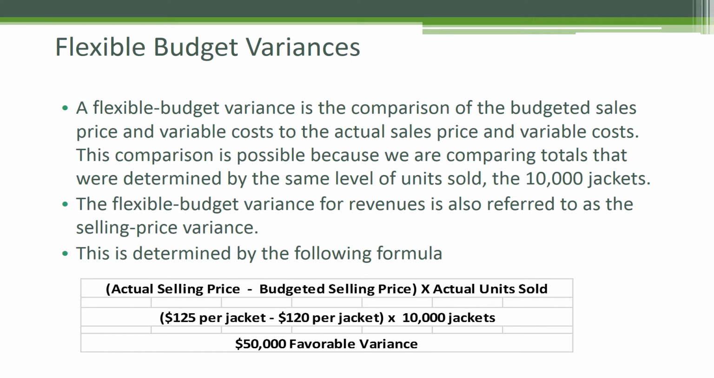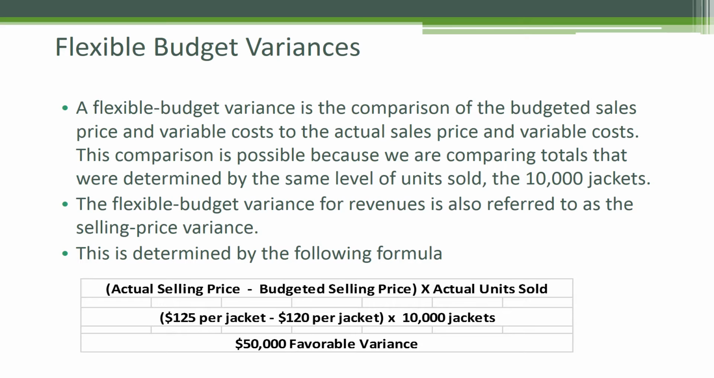The next variance we're going to look at are flexible budget variances. A flexible budget variance is the comparison of the budgeted sales price and the variable costs to the actual sales price and variable costs. This comparison is possible because we are comparing totals that were determined by the same levels of units sold, the 10,000 jackets.